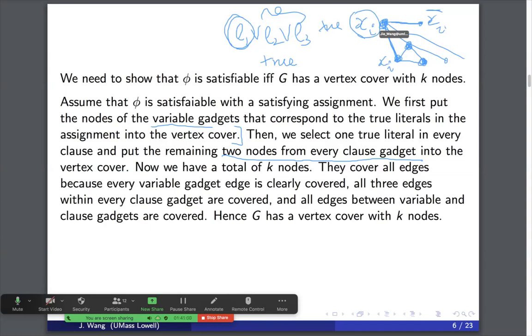Then in between, let's say XI is not chosen. Instead the XI bar is chosen. That's the literal set to true. So that means inside this one, this XI bar is chosen.